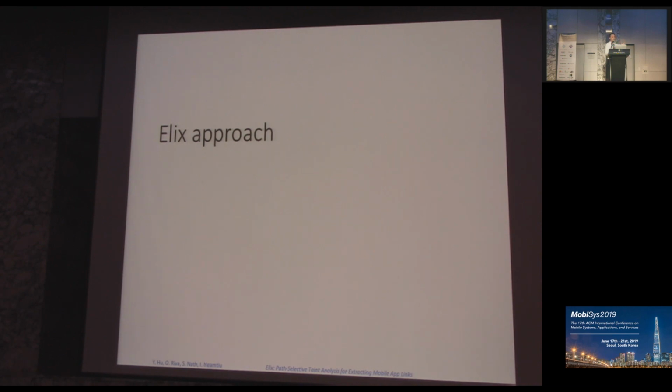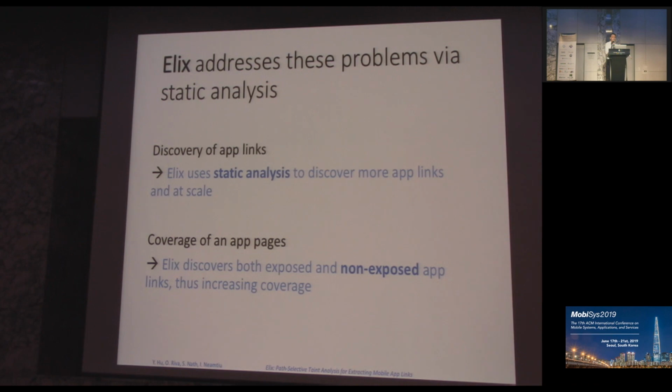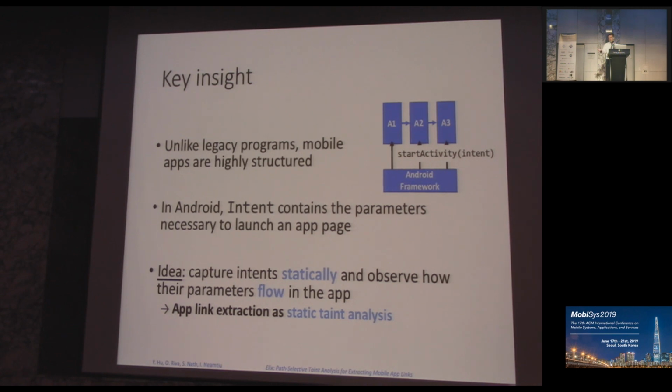So we have an approach called Elix that addresses the discovery issue. We use static analysis to discover more links in the app, and we're going to use a series of techniques to also improve coverage. So we discover more links, including non-exposed links that the developers and also the users should know about. The key insight is, as those of you who are familiar with Android know, Android apps are highly structured. You navigate from one activity to the next, and this is orchestrated by the framework. The way to move from one activity to the next is via something called an intent, which holds the parameters needed to launch an activity. So our idea is we capture this intent statically and we observe how their parameters flow in the app, and we use that to reconstruct the link parameters.